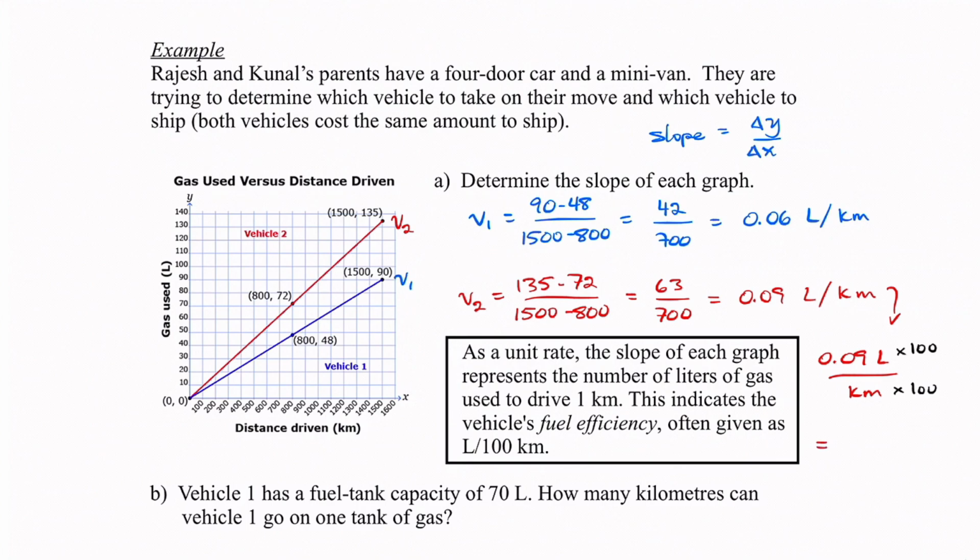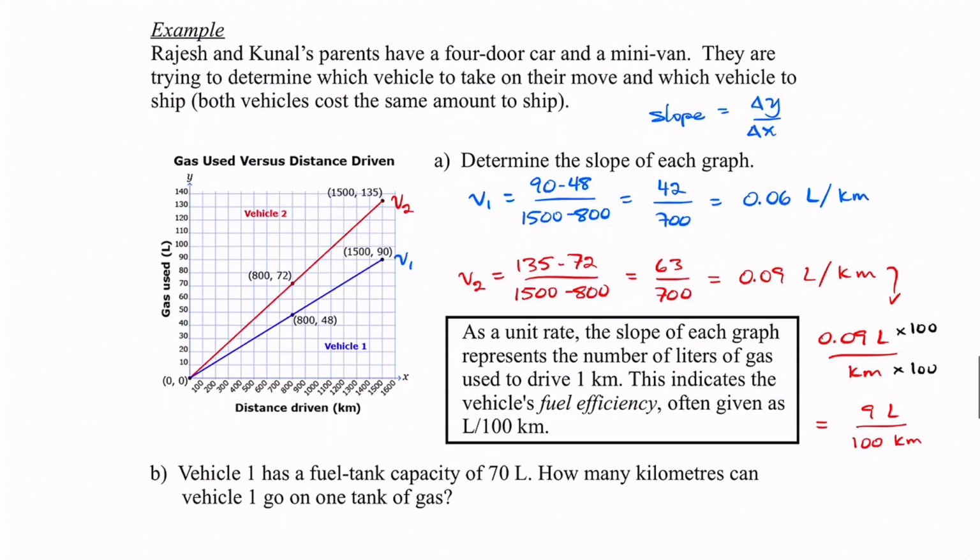So multiplying that out, if you had 0.09 and you multiply it by 100, that's going to be 9, so that's 9 liters. And then in the denominator, the kilometer times 100, that is 100 kilometers. So that's how you would convert into liters per 100 kilometers.